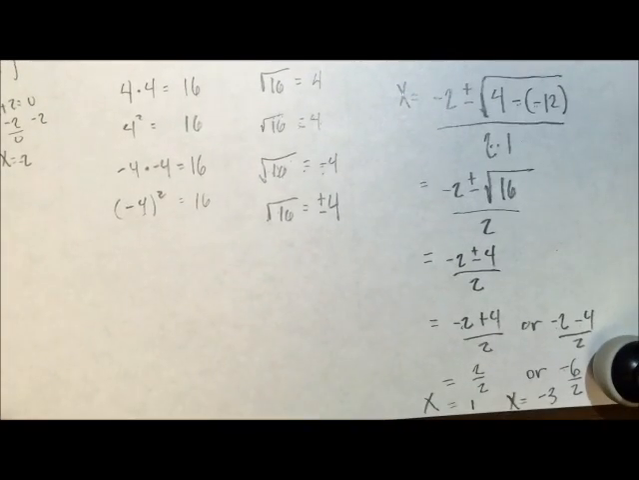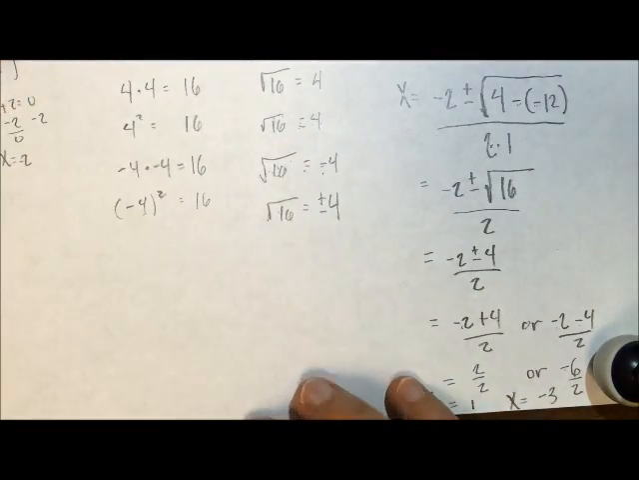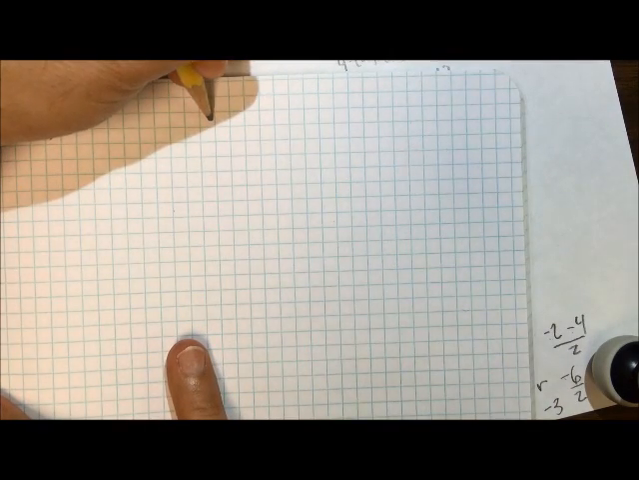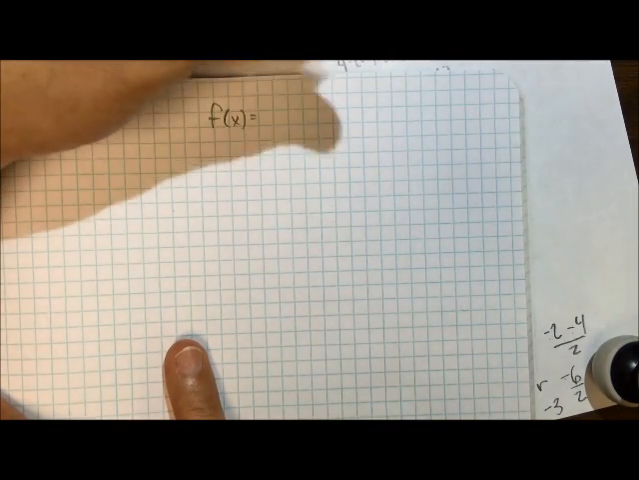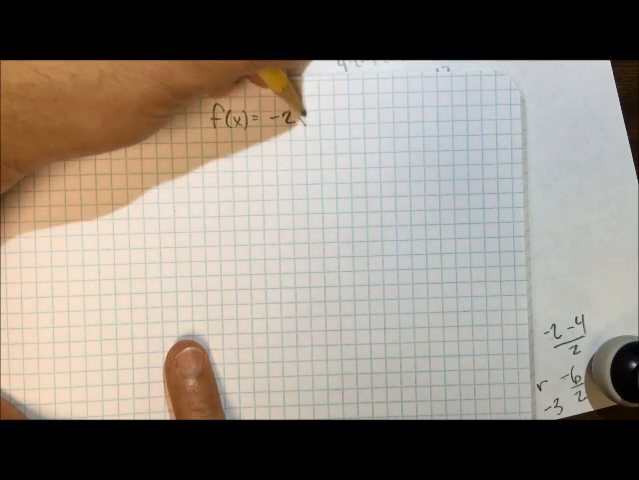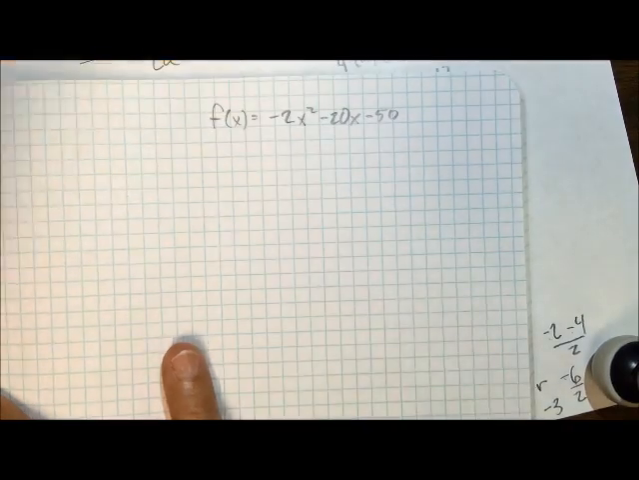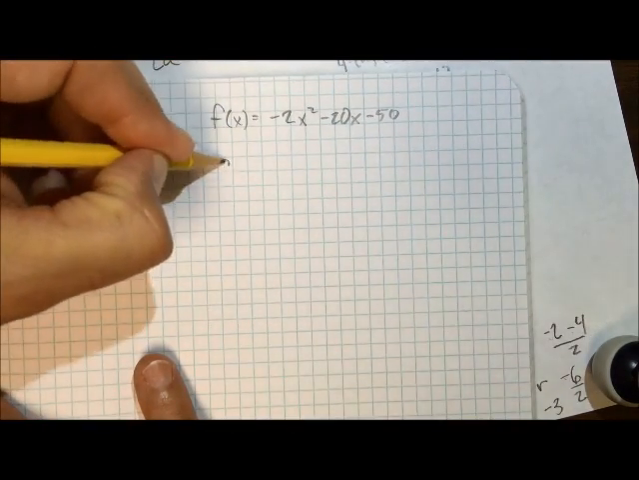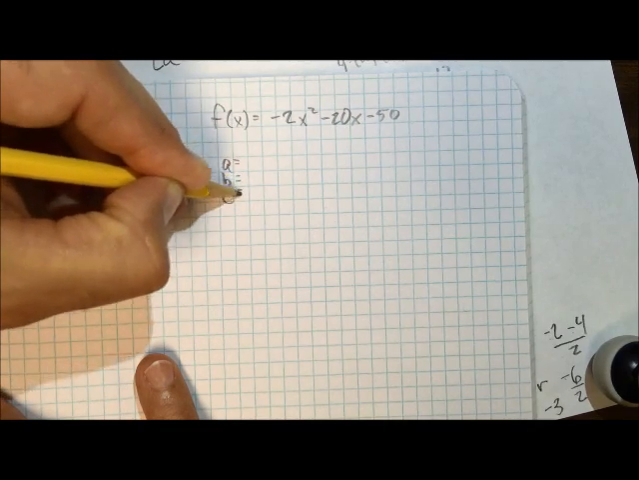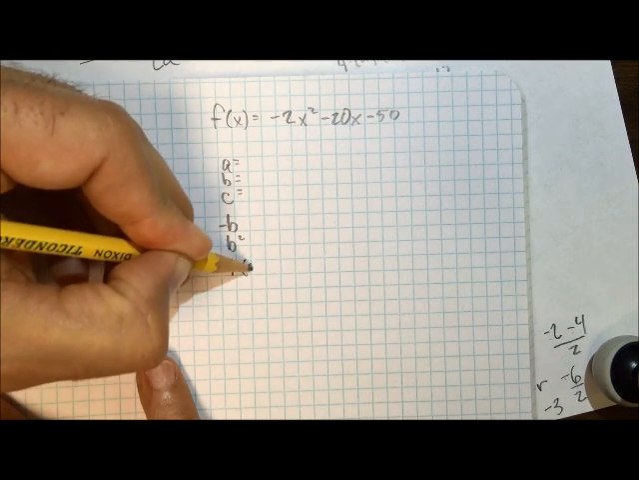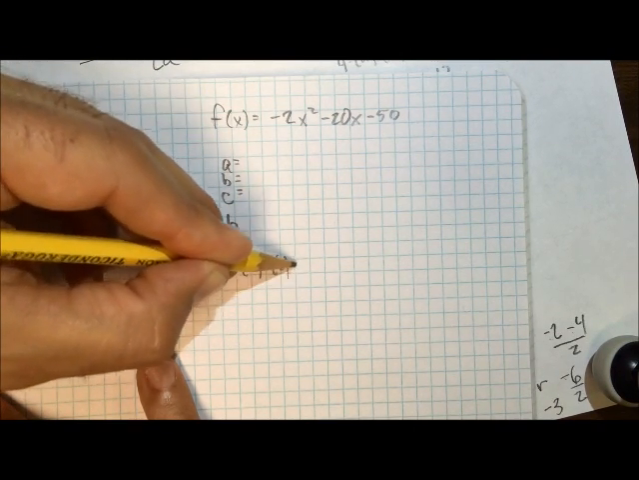Let me do another example. I need to get a new piece of paper here as I'm running out of space. Let me do it right here on this piece of graph paper. The second example is going to be f of x equals negative 2x squared minus 20x minus 50. Now let's make our laundry list. A, B, C, what are those equal? We need negative b, we need b squared, and we need 4 times a times c.